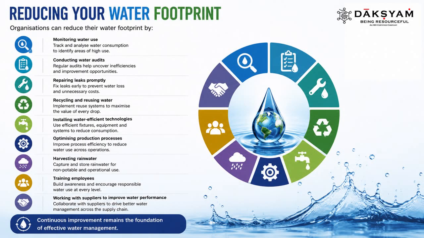Reducing a water footprint doesn't always require major investments. Often, it begins with understanding where water is being used inefficiently. Simple actions such as repairing leaks, monitoring consumption, recycling process water, installing water efficient equipment, and harvesting rainwater can produce significant improvements. Employee awareness and supplier collaboration are equally important. When combined with continuous monitoring, these actions help organizations build a culture of responsible water management.